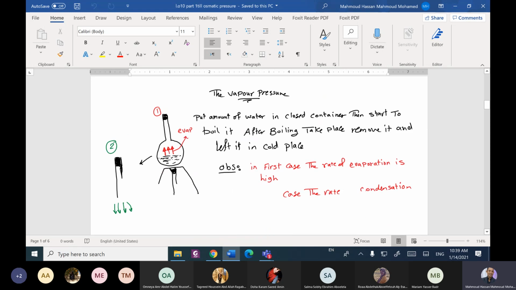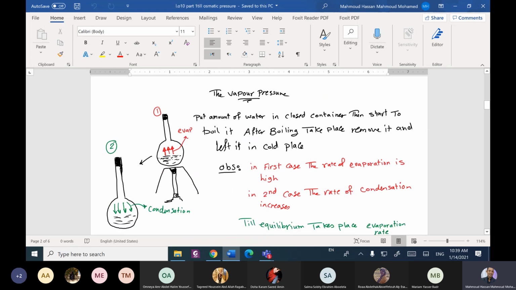Now we are going to talk about the first property, the vapor pressure. If we put an amount of water inside a closed container and we close the top, like the round bottom flask in front of you, and we start to boil it, we'll find that when it reaches the boiling point, the amount of vapor increases in this area. This represents the vapor pressure.